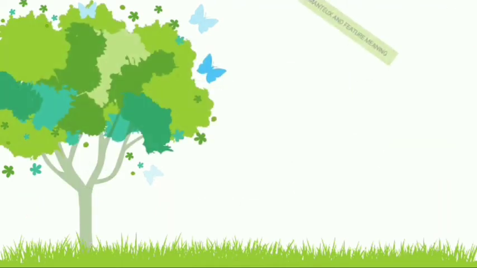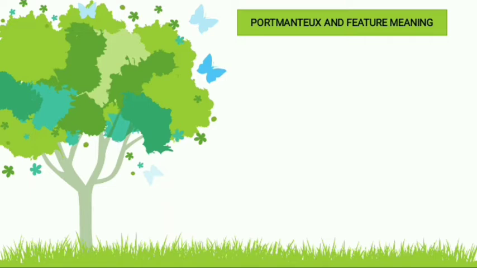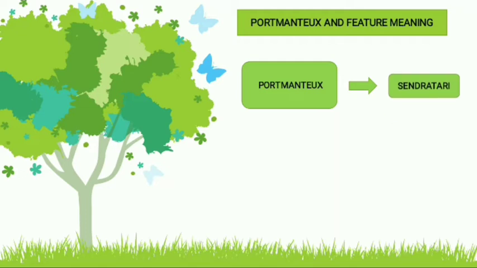Okay, and then next, it's about portmanteaux and feature meaning. Portmanteaux are morphemes that combine two or more grammatical meanings. We can see an example in bahasa, for example, sendratari. This means seni, drama, and tari. This is actually more than one grammatical meaning.